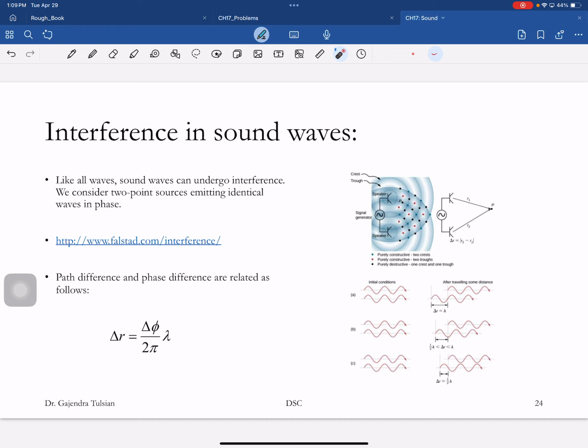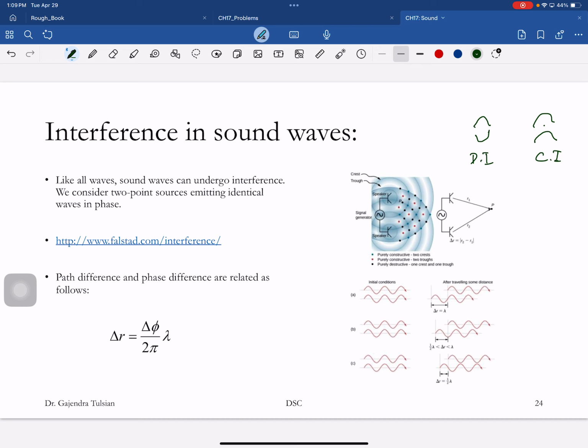So here is a speaker, here is a speaker. This wave travels that distance to get to that point, and this wave travels that distance. Now the point is the following. If one wave reaches with a crest and another wave reaches with a trough at that point, they will cancel each other and you'll have destructive interference. So if one wave reaches with a crest and another reaches a trough, you have destructive interference. If both reach with a crest, then you have constructive interference.